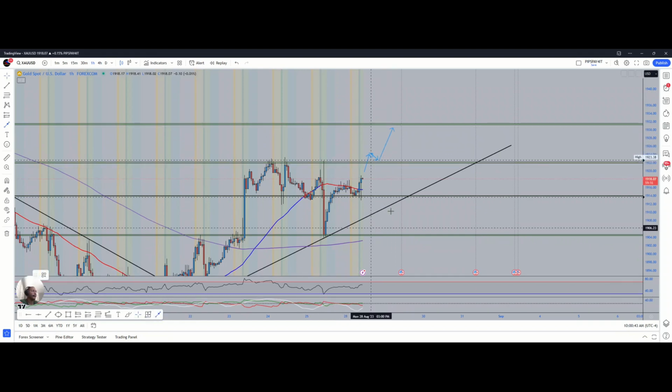And then the sells if price breaks. Yep, it could go like this.